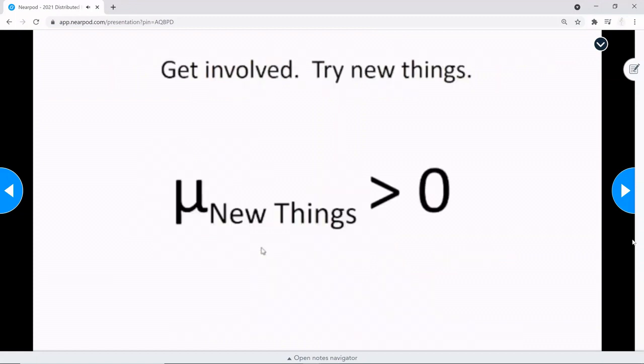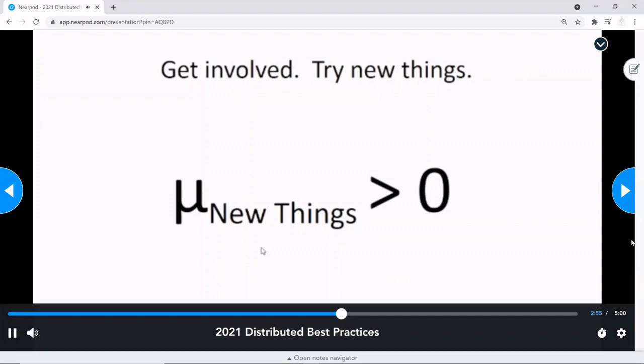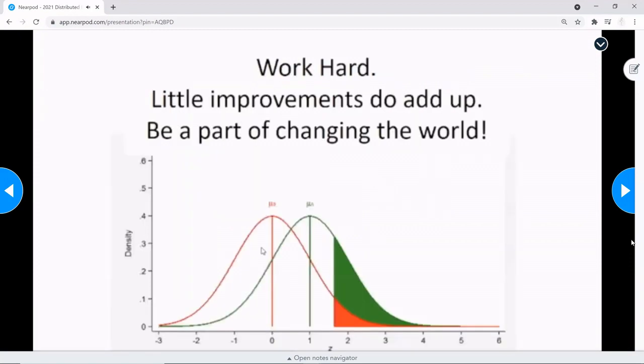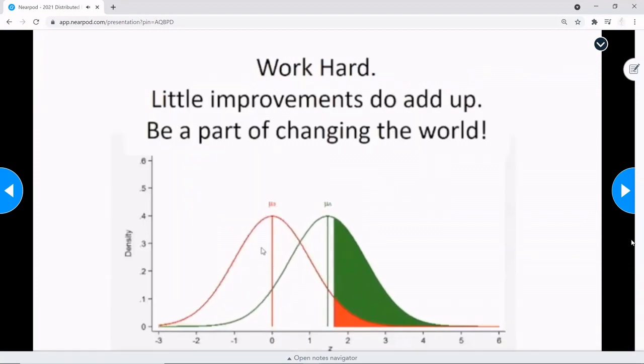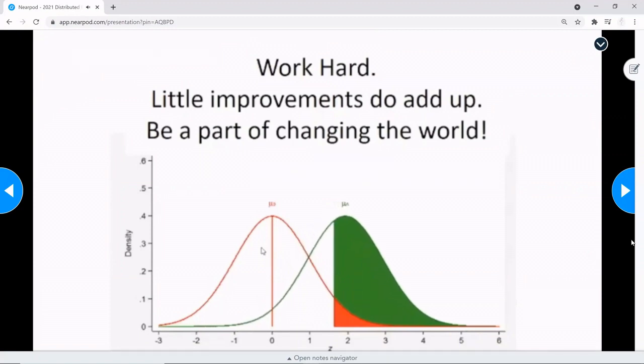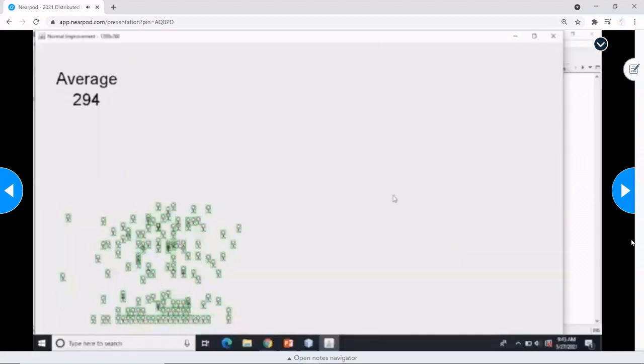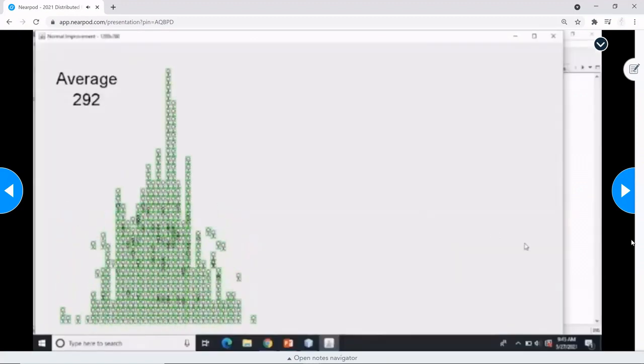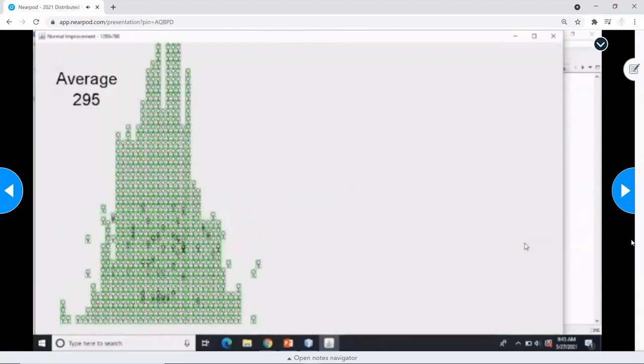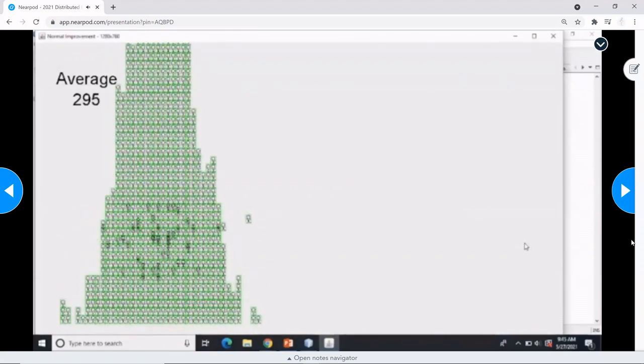This is something I feel very strongly about. Get involved, try new things. On average, new things are positive. Work hard. Little improvements do add up. Be a part of changing the world. So let's have a whole bunch of people join our world right here. Each of these is a little stick person. I'm not even sure what we're measuring here. We've got an average of 295, and one person decides they want to change the world. They want to improve the world, and they go and they make a little improvement.